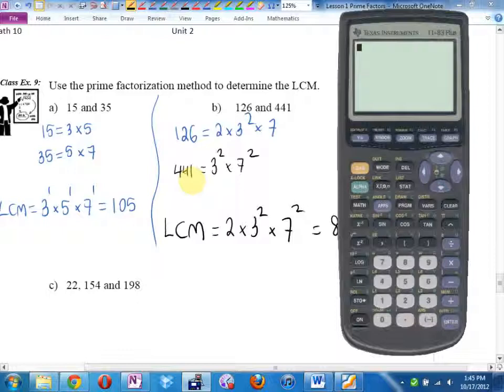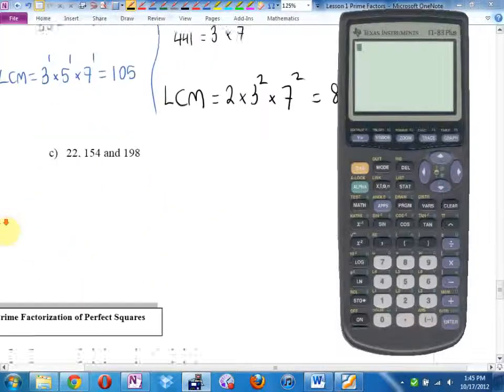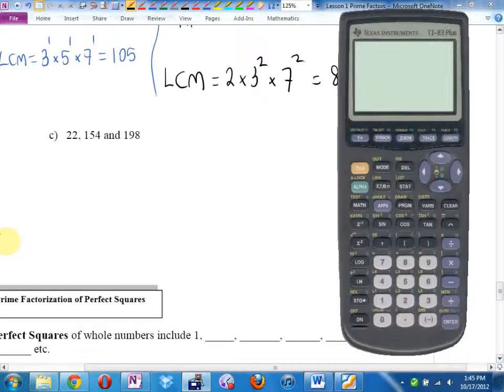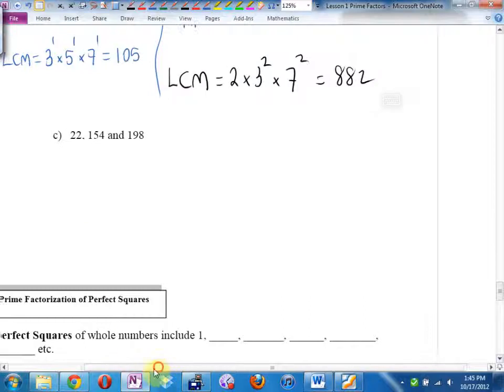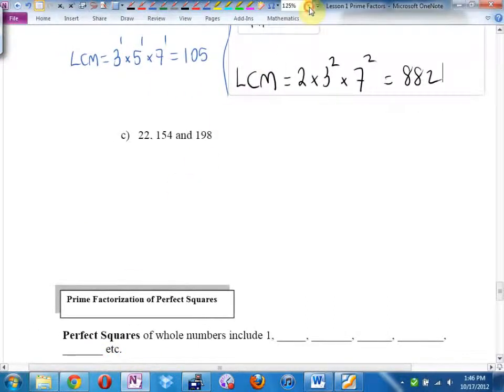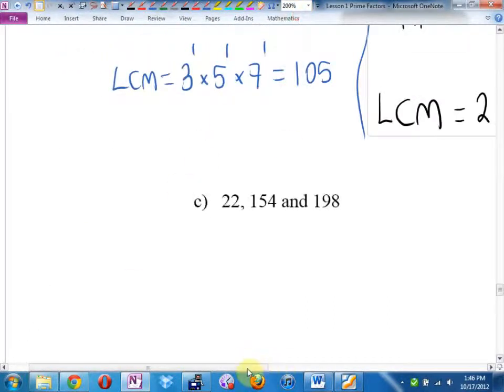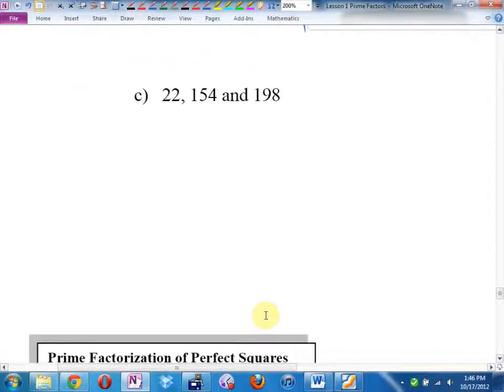Or what if there's 3 numbers, like C? Like C. So now it says, find the LCM of those. Okay, let's list the prime factorization. 22, I think I can do in my head. 22 is what times what? 2 times 11. 154.